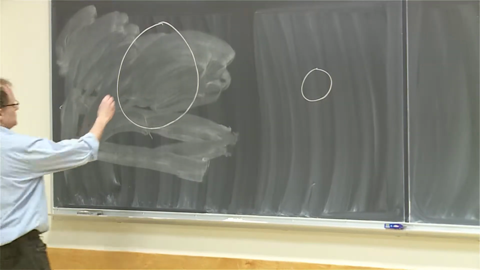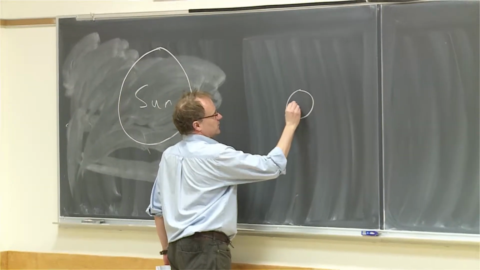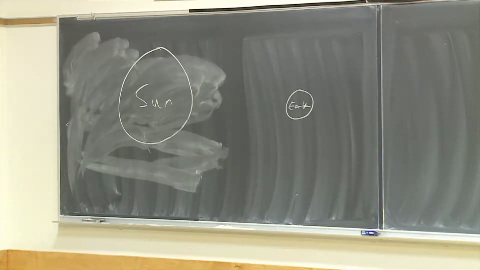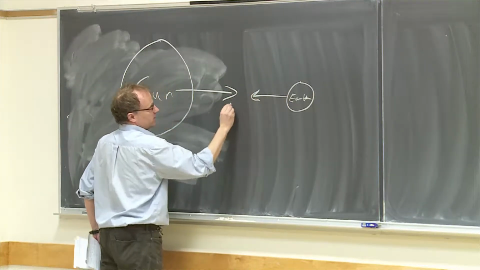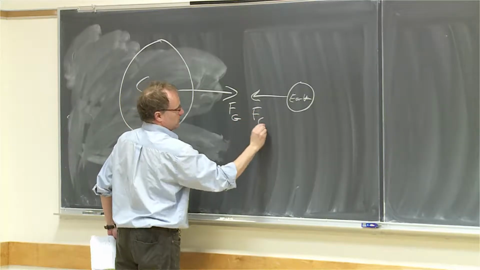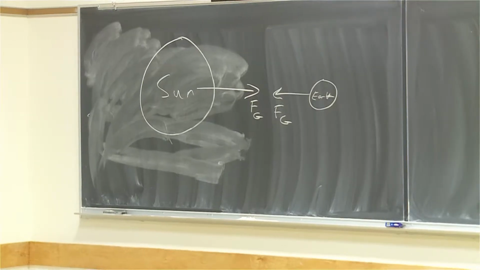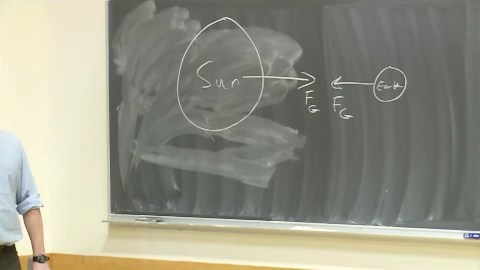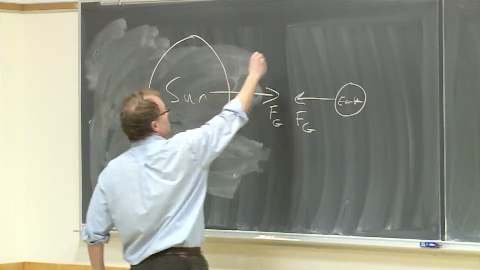I'm going to draw the sun and the earth. Okay. So to introduce the topic, I'm going to point out there are basically FG is the force of gravity, the pull due to gravity of the sun on the earth, which is equal to the force that the earth pulls on the sun, Newton's third law.